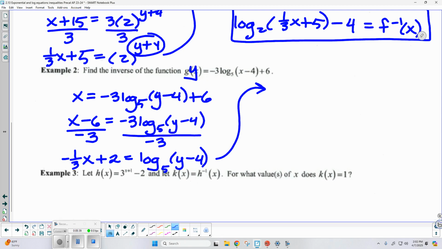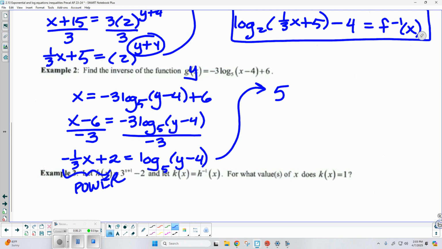Okay. Now that the log is isolated, now we're going to do what? Remember, what's the inverse of a log? An exponential. So now we're ready to convert it. Okay. So what's my base? Base 5. What would the power be on 5? And remember what I said a second ago. What is a log? Power. A log is a power. So any log statement that you ever write, whatever it equals, that's your power.